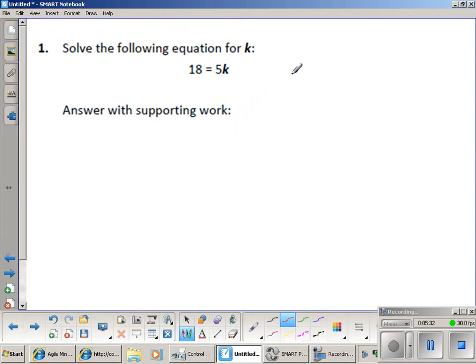I'm supposed to solve for k. What does that really mean? It means I want k alone. I want to know what value of k makes this equation true. So what's the first thing I'm going to do? Well, I'm going to draw my balance scale. I'm going to choose to solve this algebraically.